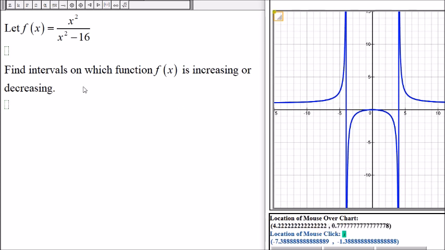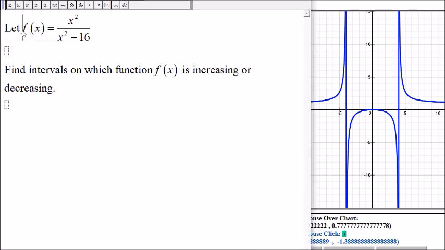And so that's what we want to find. We want to find where the graph is increasing and where it's decreasing. So first, find the derivative, and then find the critical numbers, and then that will tell us exactly what this value is and this value is.